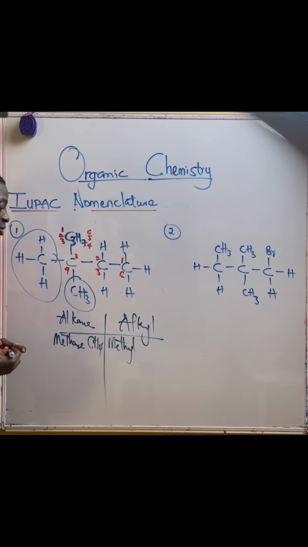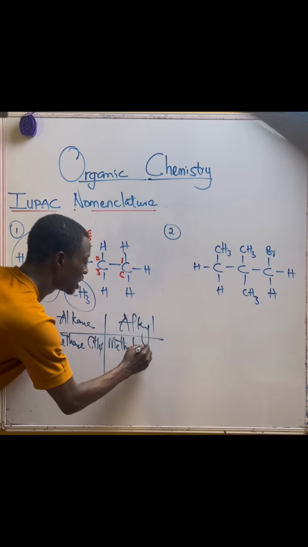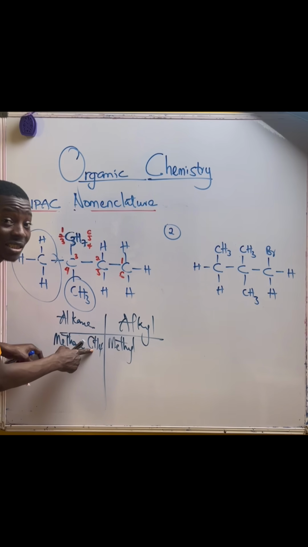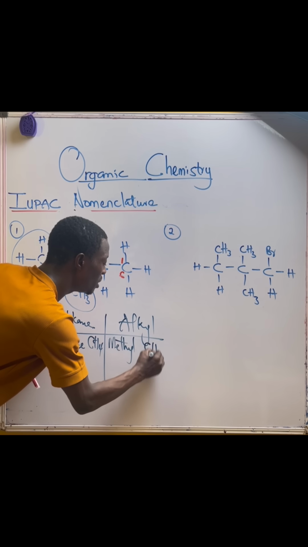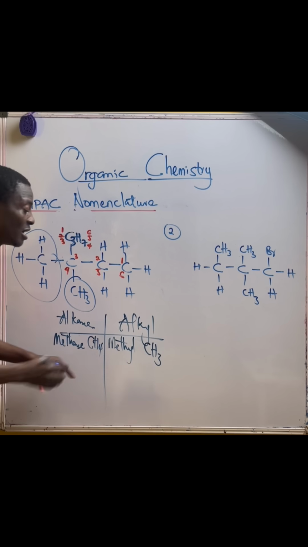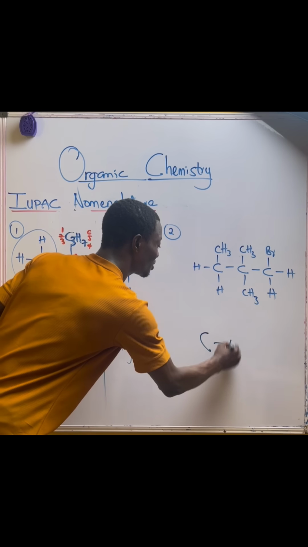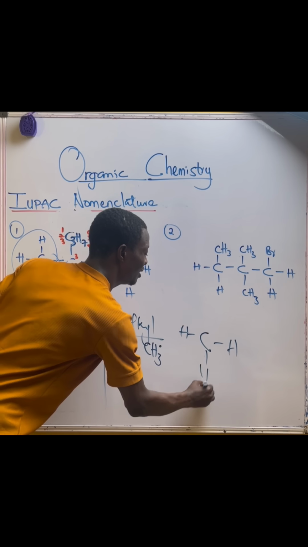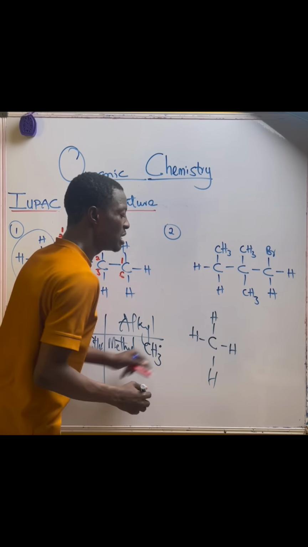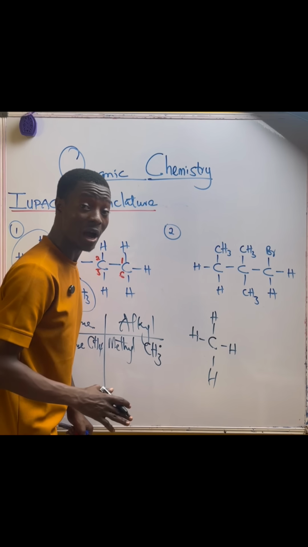Does that make sense? So when it becomes methyl, what happens? The formula would not remain as CH4 again. What it will remain as is CH3. Now, the CH3 dot. Why am I putting a dot? Because the structure is CH4. Okay, CH4 this way. This carbon is connected to 4 hydrogen atoms.